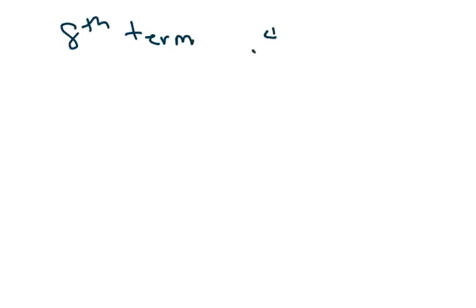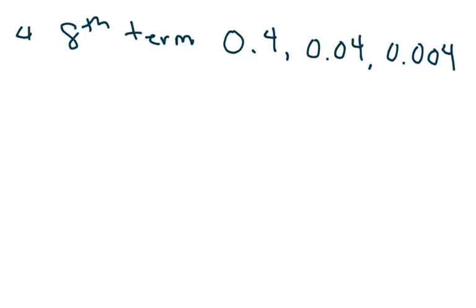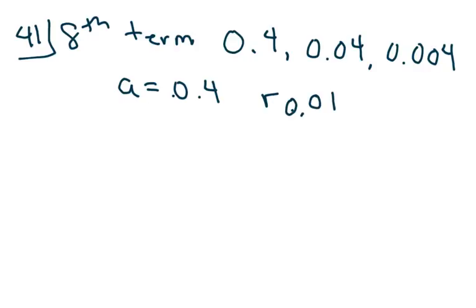The 8th term of 0.4, and I'm going to put the 0 in front to be professional, 0.04 and 0.004. So for this one is 41. All I'm going to do is notice that the first term is 0.4, and our r is 0.01. All you have to do is divide this by the previous term, and you get 0.01.